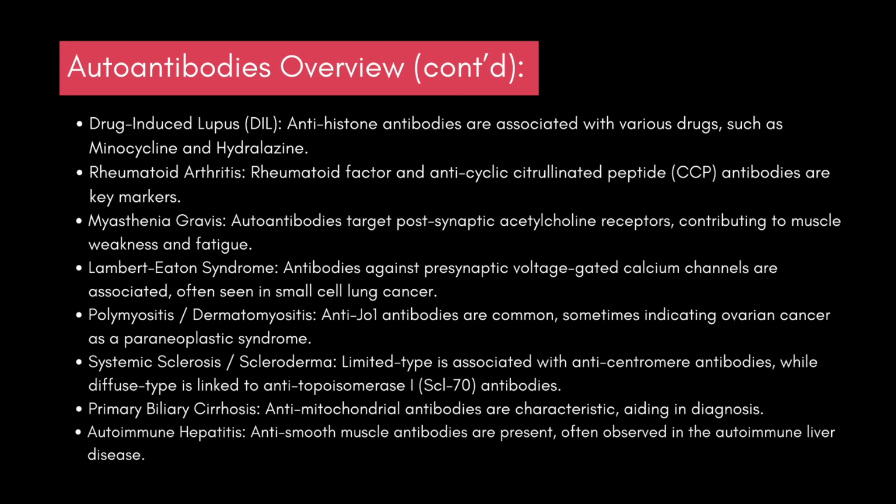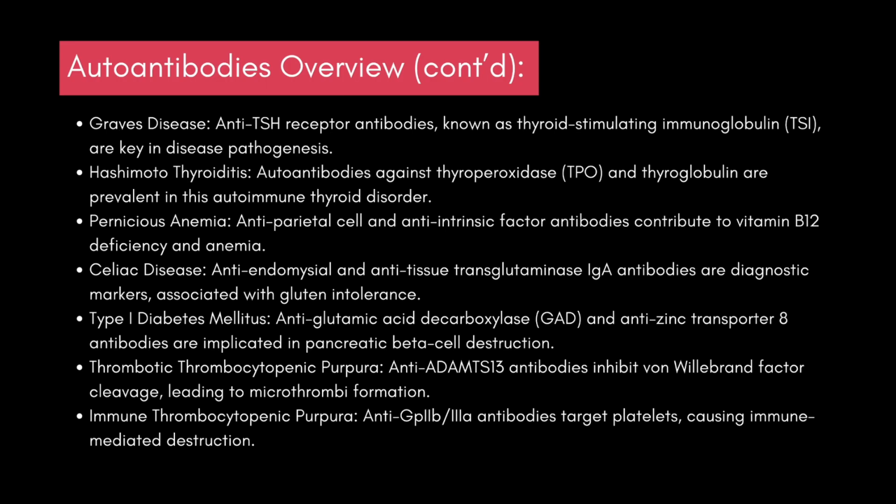Next, we have autoimmune hepatitis. Anti-smooth muscle antibodies are present, often observed in this autoimmune liver disease. Moving on. Next, we have Graves' disease. These are anti-TSH receptor antibodies known as thyroid stimulating immunoglobulin, TSI. These are key in disease pathogenesis.